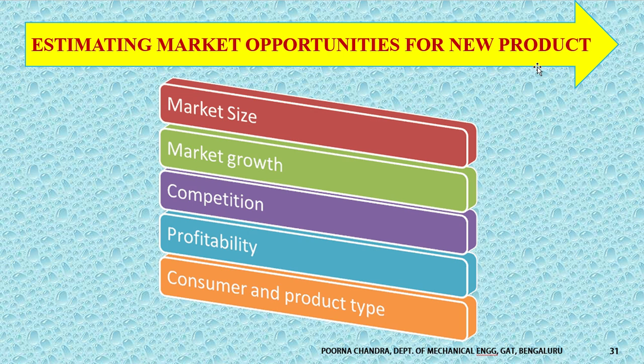So basically for estimating the market opportunities, we need to understand five major things here. Number one, the market size. Next, market growth. Next, the competition, profitability, consumer and product type. So what are these and how do these factors affect the estimating market opportunity for a new product? So that we shall study one by one.